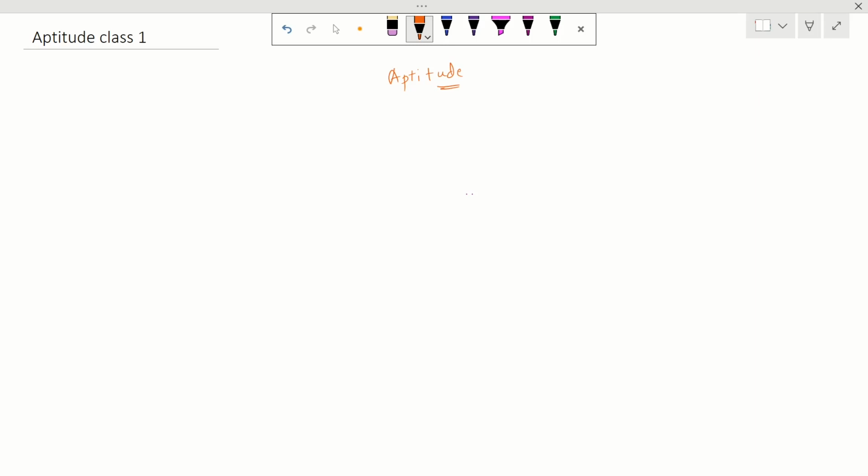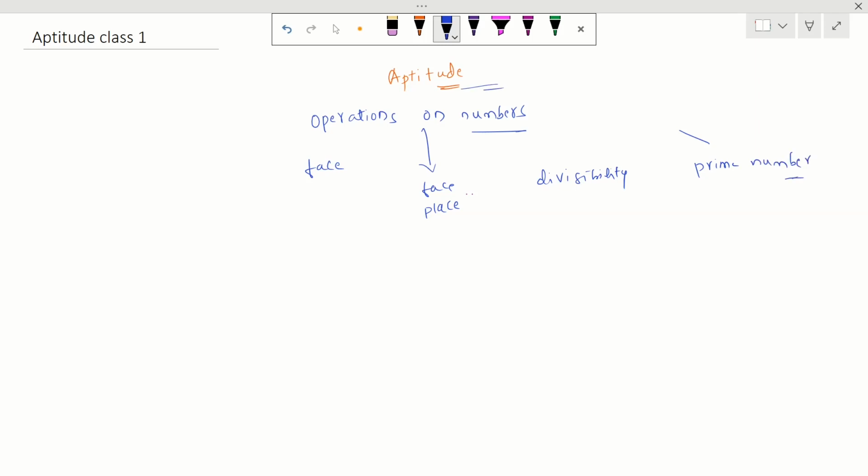The first concept I'll discuss today is operations on numbers. In this content we'll discuss the meaning of face value and place value, and the divisibility of numbers. We'll also discuss prime numbers, how we have to identify prime numbers. All these contents we'll discuss in this aptitude, and we'll be solving some important problems.